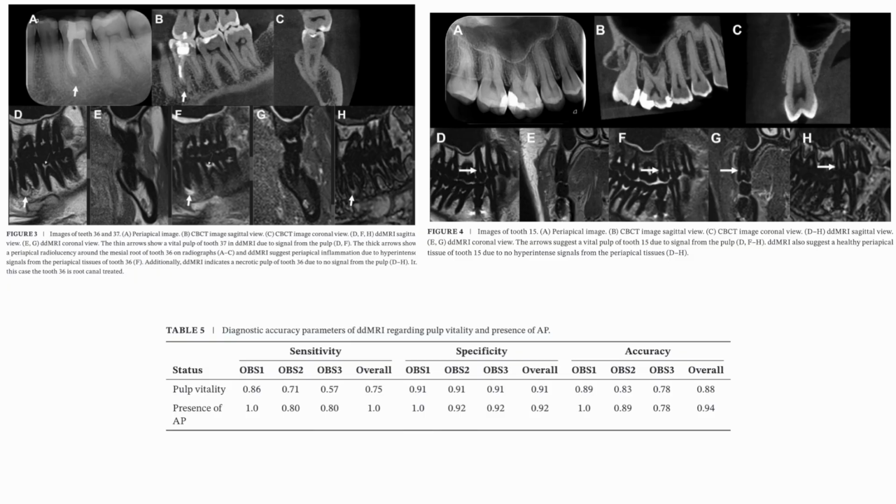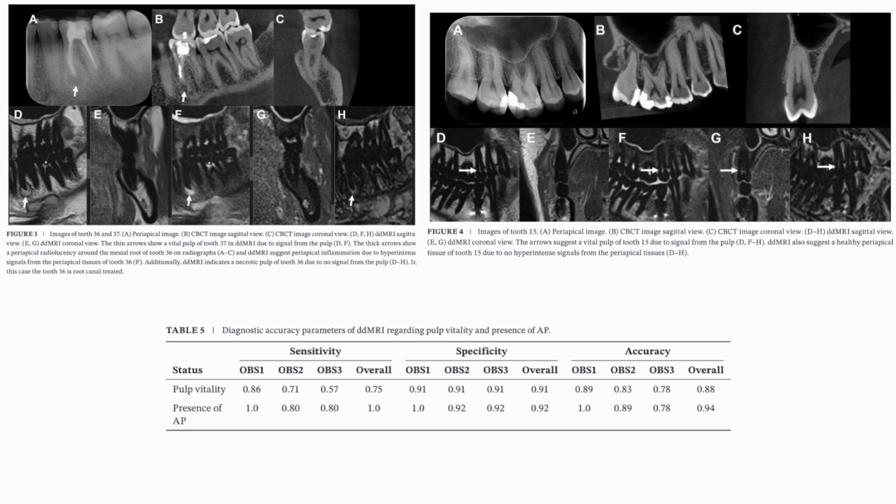Moving on to the results, all anatomical structures were visible on the dental dedicated MRI in all included cases, and it showed good image quality overall, and it was considered suitable for diagnostic assessment. For the pulp vitality, it showed sensitivity of 75% and specificity of 91% and accuracy of 88%. For the apical periodontitis, it showed sensitivity of 100% and 92% specificity and an accuracy of 94%.